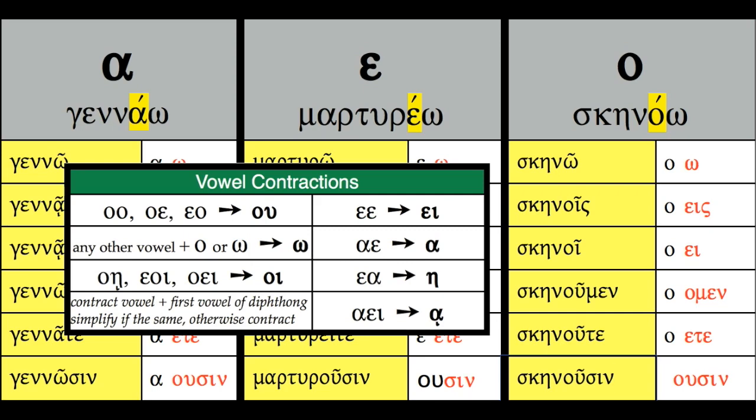Now, again, it's not going to be super important that you are able to do this like a master whiz or whatever, but you need to be able to recognize when it has happened and see, okay, oh, that's weird. This is weird because it's an omicron contract verb. Skeno, skenois, skenoi, skenoumen, skenoute, skenousin. Now, why these weird vowels? Contract verb, that's why. So that's what we need to be able to recognize.